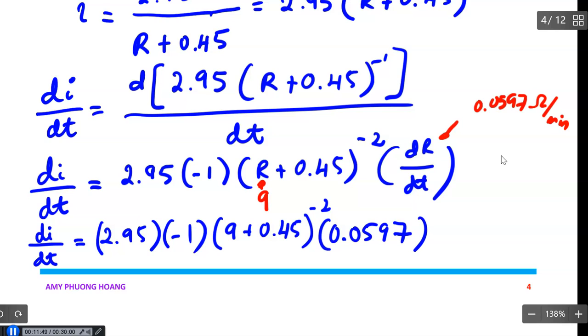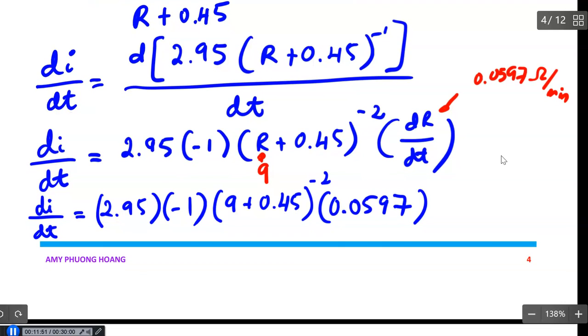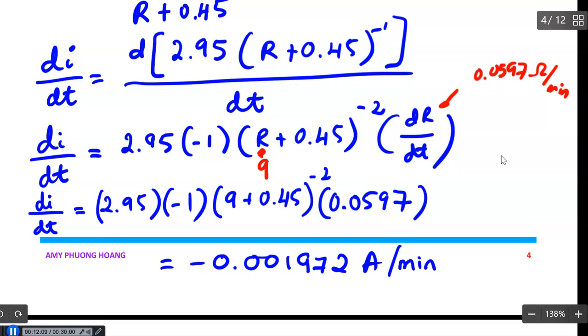And if you use your calculator, which I believe everyone is a master of, that Casio FX-991MS calculator at this point, so we should have negative 0.001972 amps per minute. And I need to round this to 3 significant digits. Okay, so then I should express it in engineering notation as well.